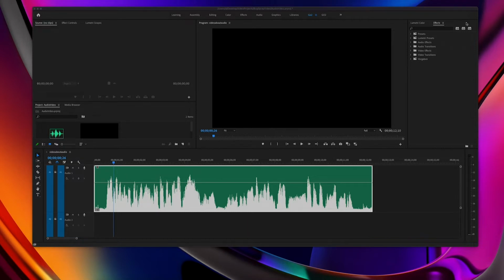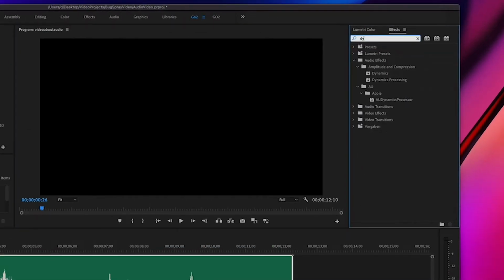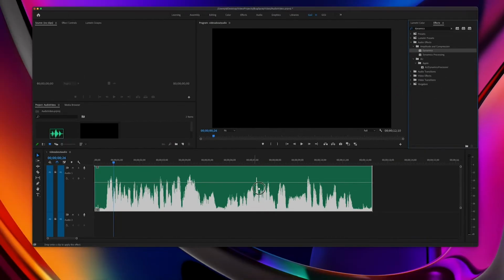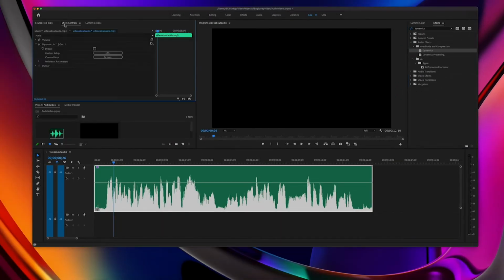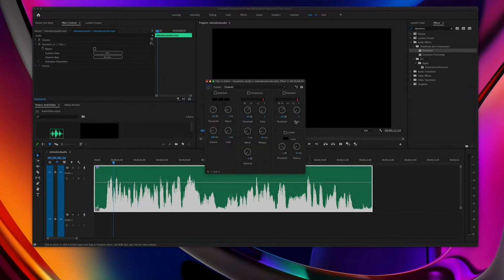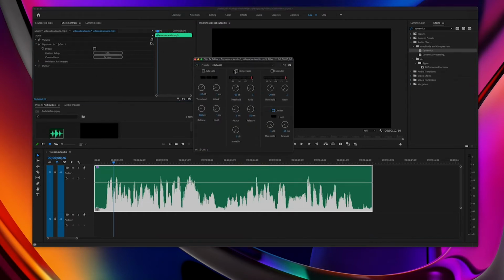So pull up Premiere. You want to go to Effects. You want to type in Dynamics. And as you can see, under Amplitude and Compression, drag this onto your audio file and then go to the effects panel, press edit, and then right here, you're only going to be focusing on the compressor and the limiter, so tick these two.